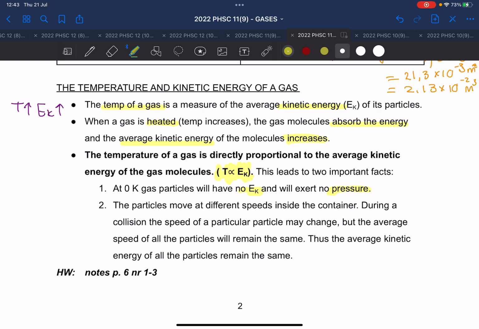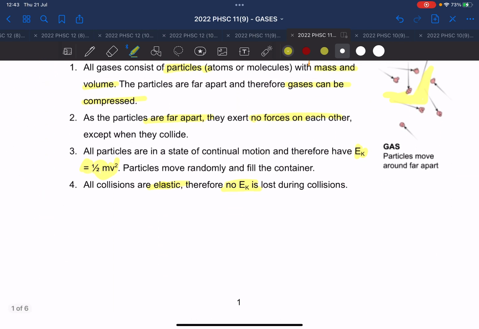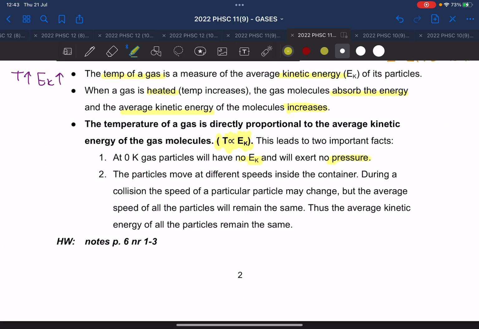because we have elastic collisions. Right. So, different speeds inside, but the average speed will remain the same. And the average kinetic energy will also remain the same.